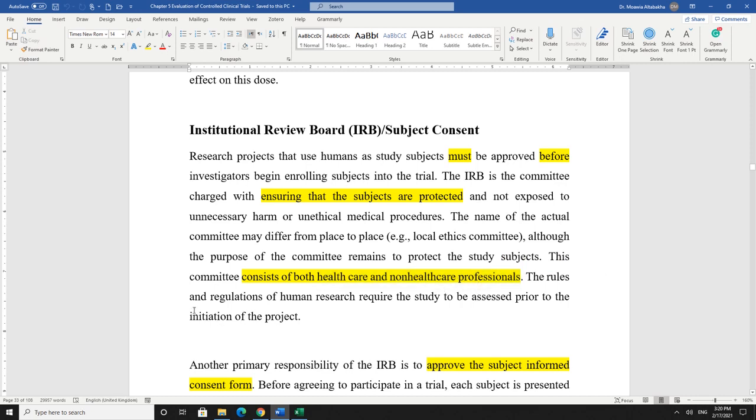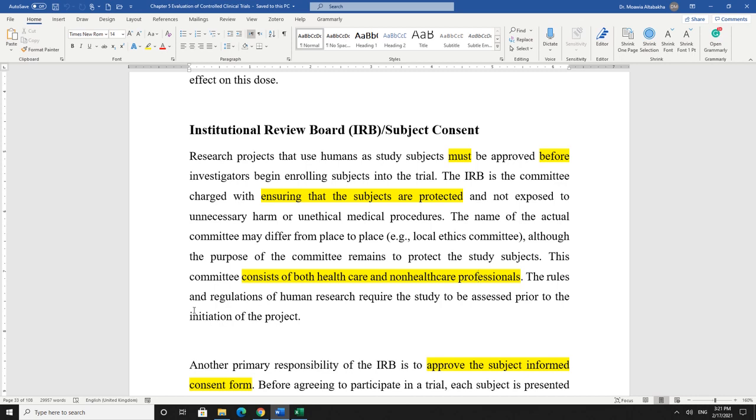they should also contain non-healthcare professionals. Someone will tell me, what's the relation? What's the relation of non-healthcare professionals? Their job, for example, you might include lawyers, you might include lay people from different professions, because they need to understand, as lay people, whether the recruited subjects will understand what you are telling them.